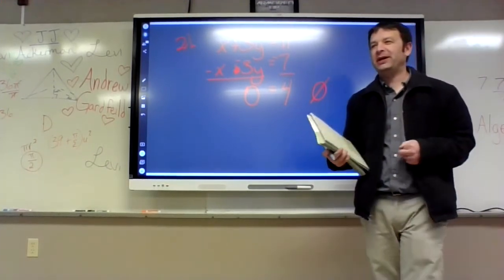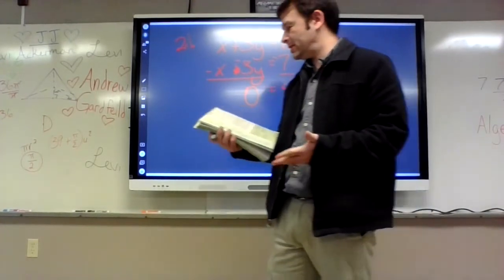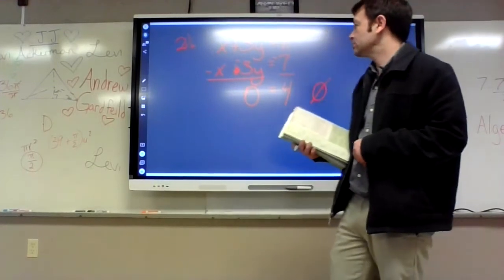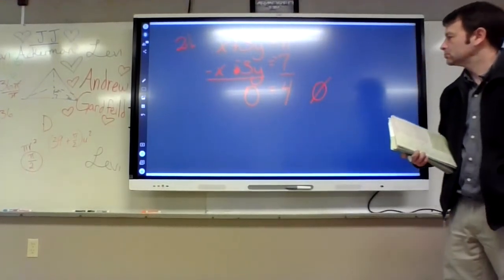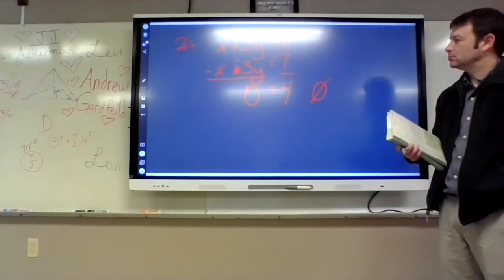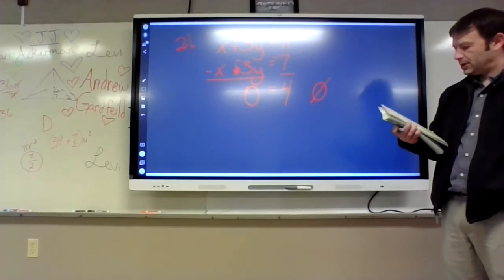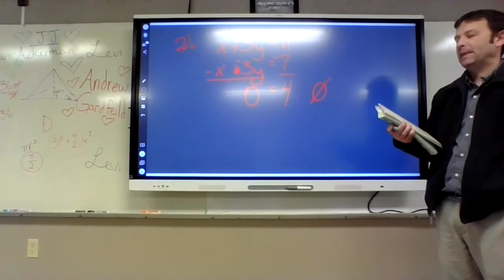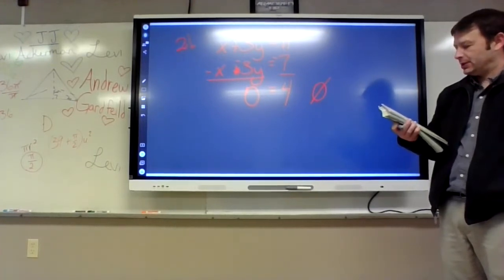It's impossible to have two numbers add up to 11 and the same two numbers add up to 7. No solution. Okay. Who does number 23?